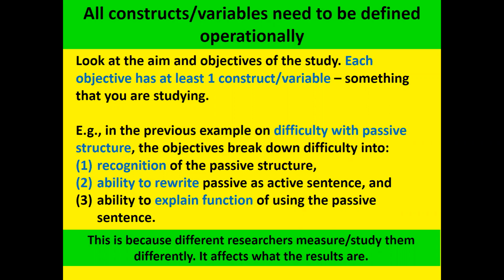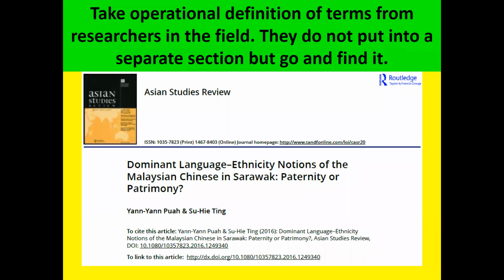Ability to rewrite passive. I need to say what it means, although it is kind of self-explanatory. And number 3, explain function of using the passive sentence. I need to give a bit of context that I just want them to explain the passive sentences in that short paragraph. You know, this is going into the practical details of how we measure the ability. And this is what operational definition is about.